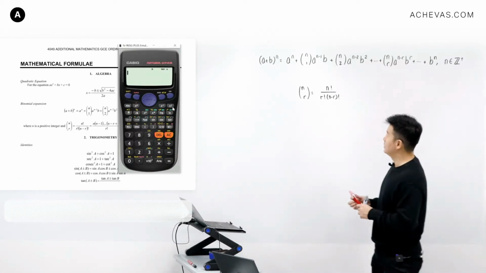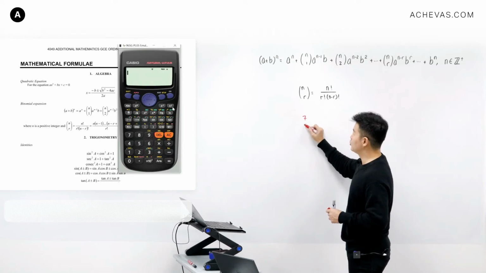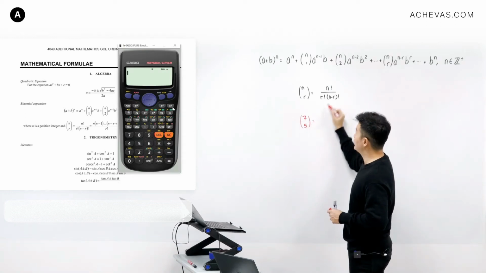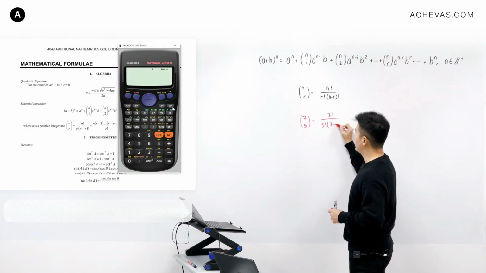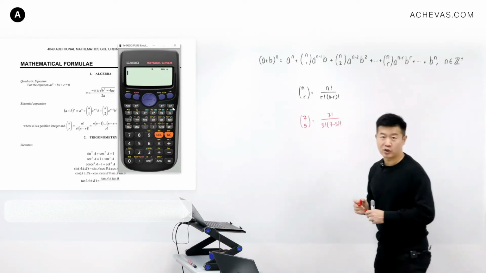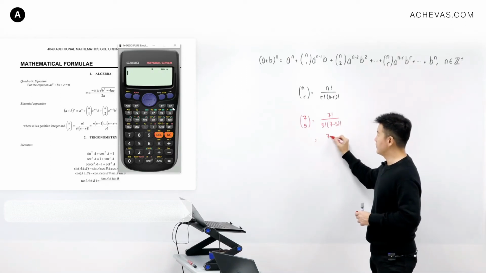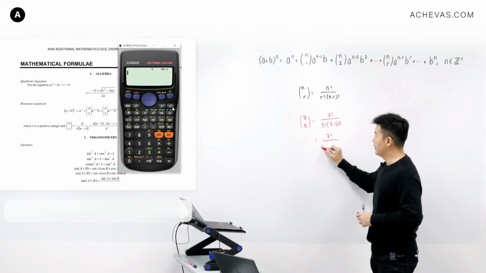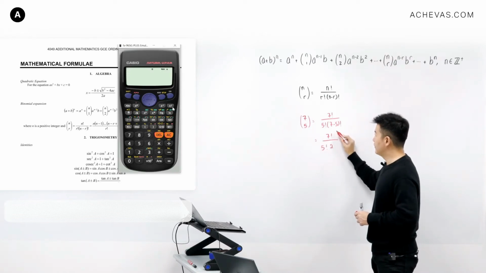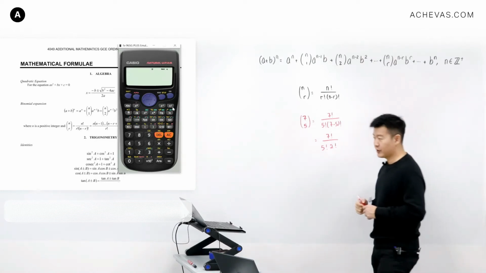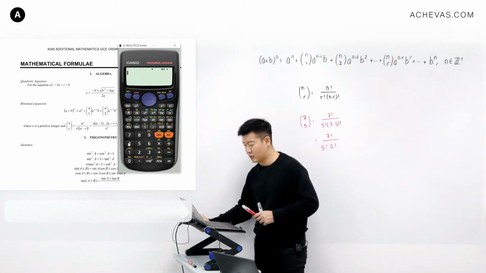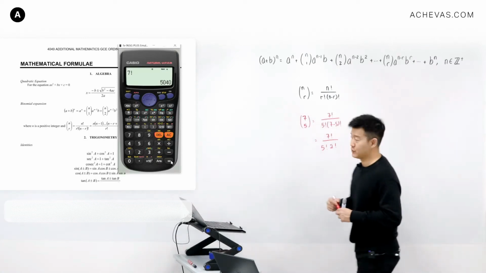Let me give you an example. Let's say we have a 7 choose 5. So according to this definition, it is going to be 7 factorial divided by 5 factorial, then 7 minus 5 factorial. So this is 7 factorial divided by 5 factorial, and 7 minus 5 is 2, so 2 factorial. For 7 factorial, we can just simply press it into our calculator, 7 factorial. That gives me 5040.